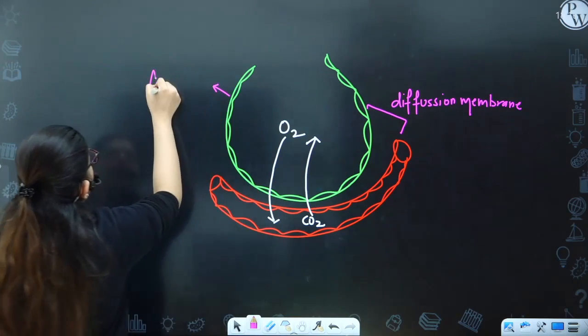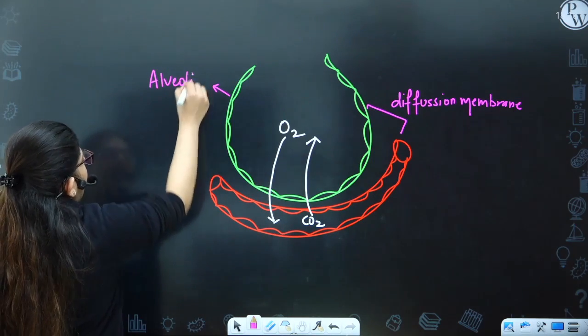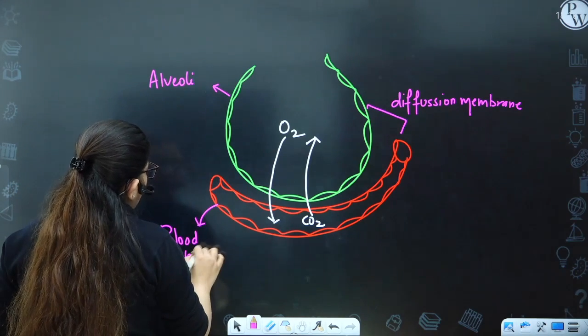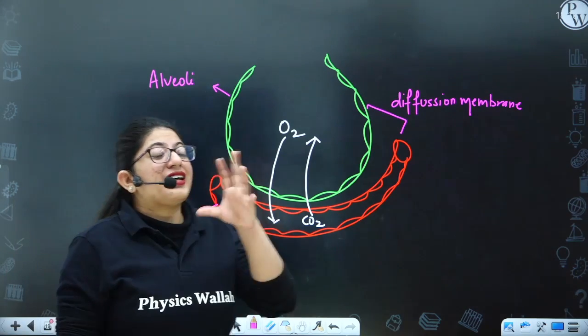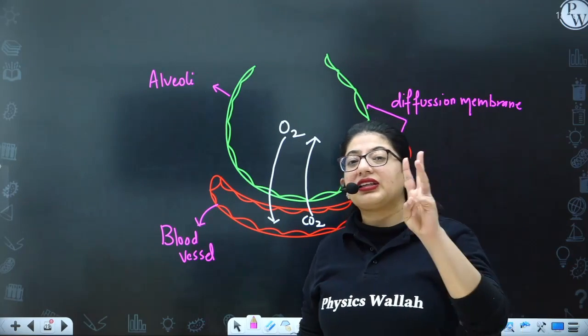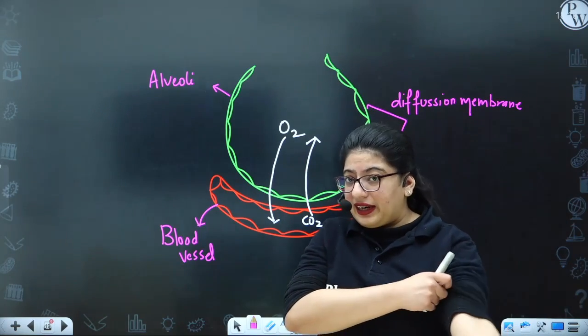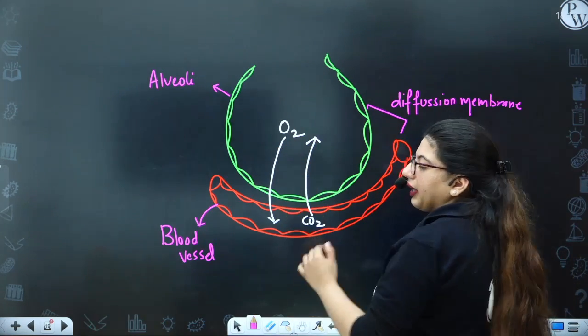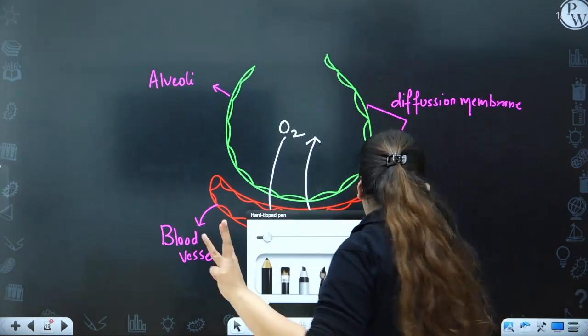and the blood vessel. What is this? Alveoli. And what is this? The blood vessel. Okay. So what are these layers that are forming the diffusion membrane? There are 3 layers. How many layers? 3 layers. So if gases have to move from alveoli to blood, they have to pass through 3 layers. What are these layers?